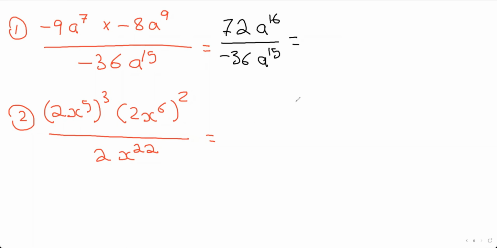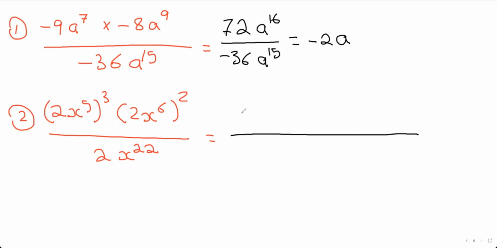Now, fractions mean dividing. 72 divided by negative 36 is negative 2. A to the 16 divided by a to the 15 is a to the power of 1. When it's to the power of 1, you don't even have to write the 1. Now, how about here?